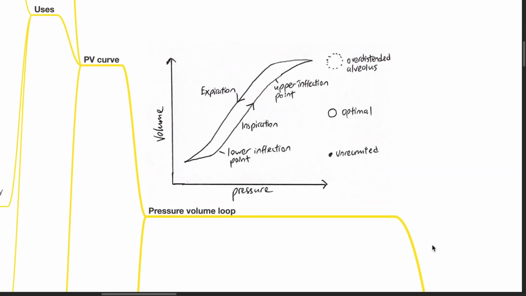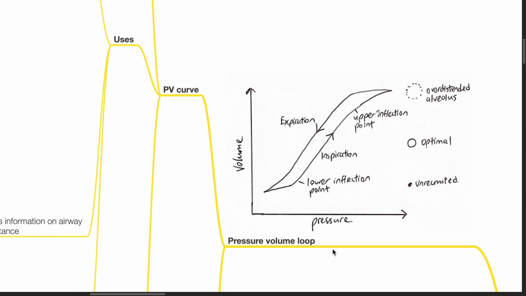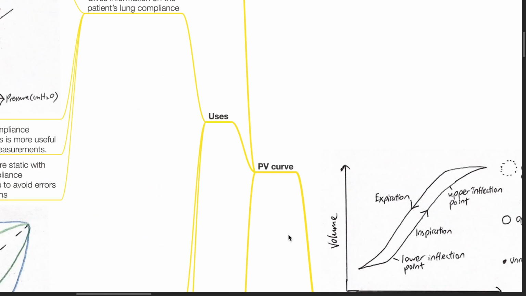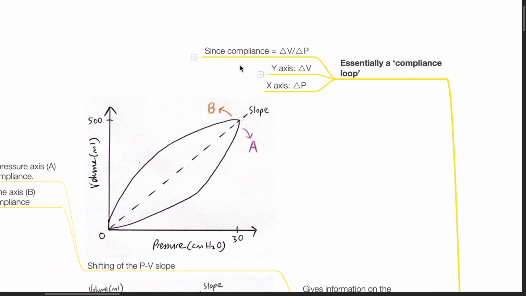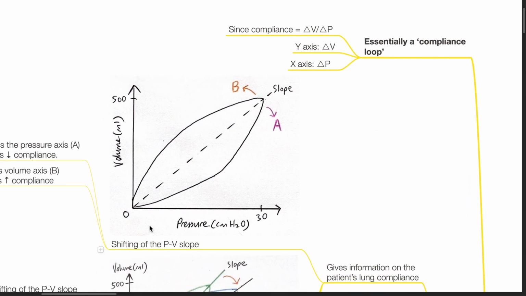Pressure-volume loop. The pressure-volume curve. It is essentially a compliance loop. Since compliance equals change in volume divided by change in pressure, the y-axis indicates the change in volume and the x-axis indicates the change in pressure.